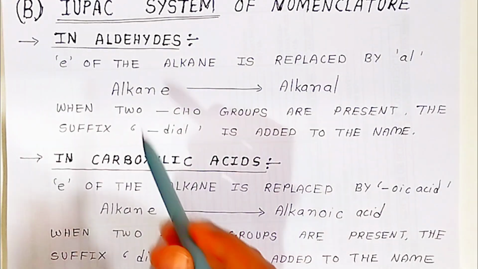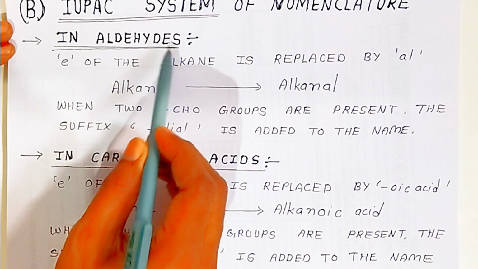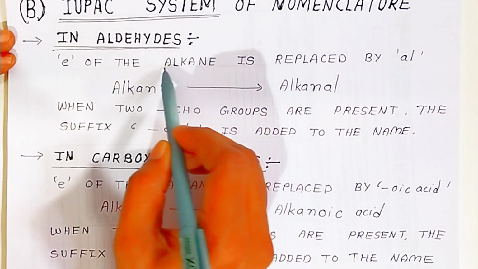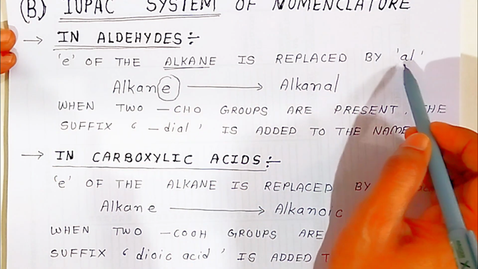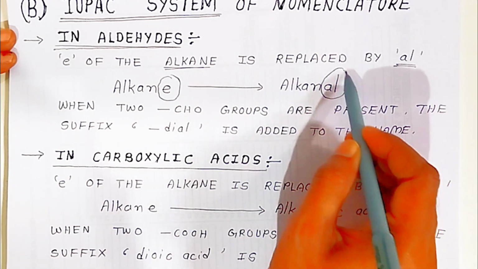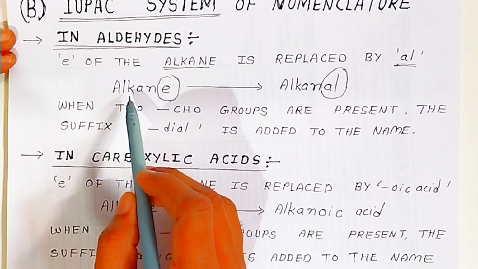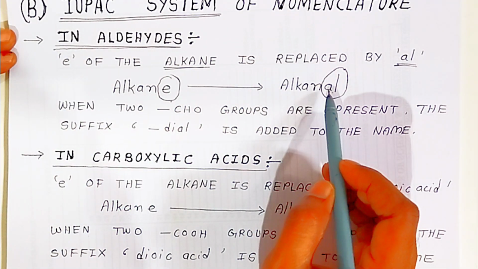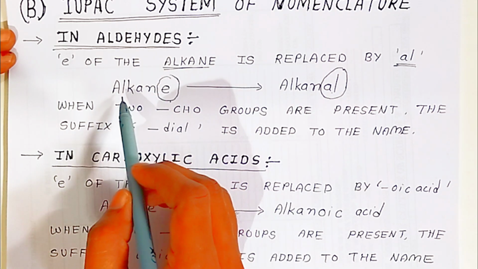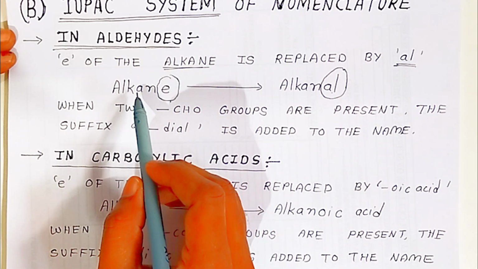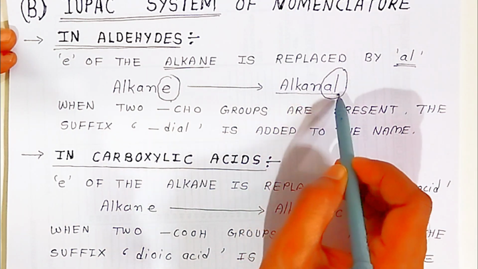Now we are going to see the IUPAC system of nomenclature. In an aldehyde, if you want to name the compound, the E of the alkane is replaced by Al. So the name in the IUPAC system will be alkanal. Mostly I have taken aliphatic hydrocarbons, which are called alkanes. So the E of the alkane is replaced by Al. The compound obtained we call what?